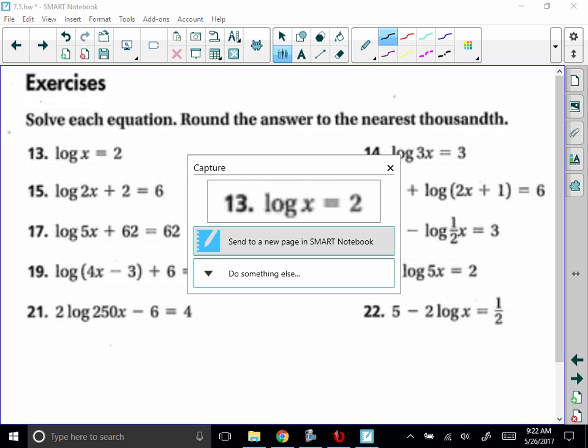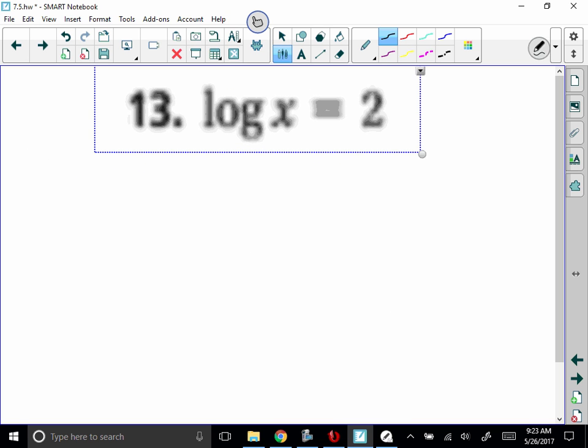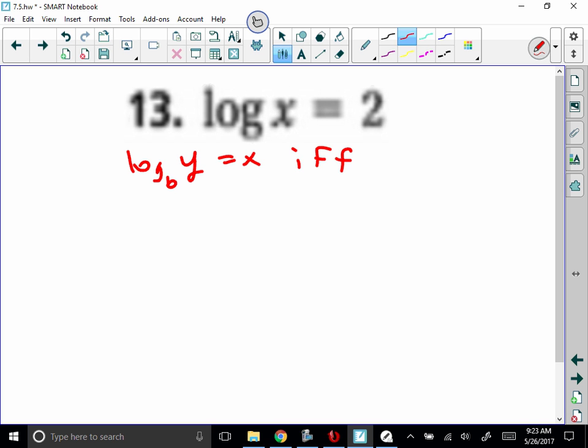All right, so here they want us to round to the nearest thousandth. That's 3 decimal places. We might not have to in some of these. I could show you how other books explain how to do this, but it's too confusing. Ain't nobody got time for that. We got Skittles. We know that log base b of y equals x if and only if y equals b to the x. All we got to do is have that Skittle and put this into exponential form, and you'll have the answer, bam, right now. x equals 10 squared, which equals 100.